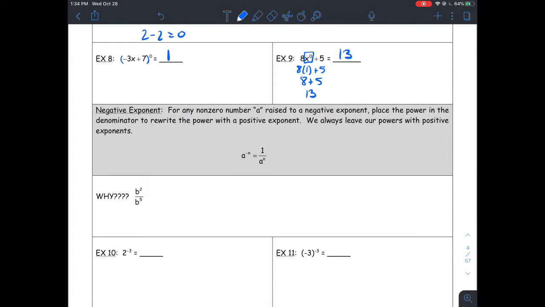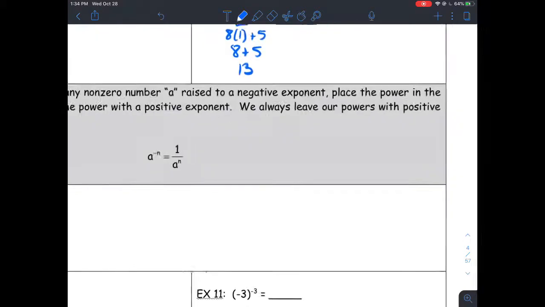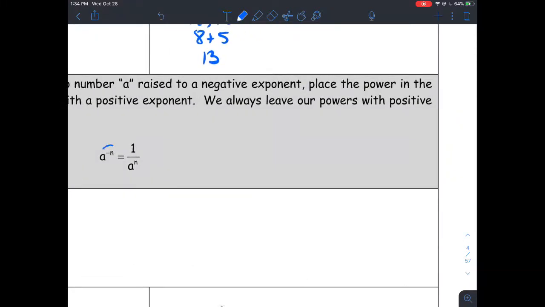Now we got a negative exponent. For any non-zero number a raised to a negative exponent, place the power in the denominator to rewrite the power with a positive exponent. We always leave our powers with positive exponents. Basically what they mean is that anything with a negative exponent can get booted down to the denominator and become positive. So for example, if we had x to the negative 5, we don't like having negative powers. That's just something in math we do not like. So the way you would write this would be 1 over x to the 5th.